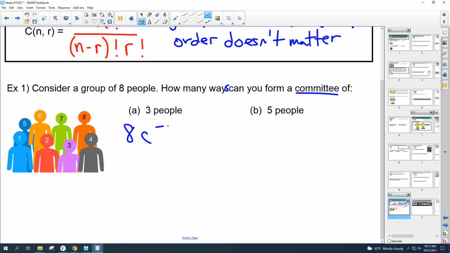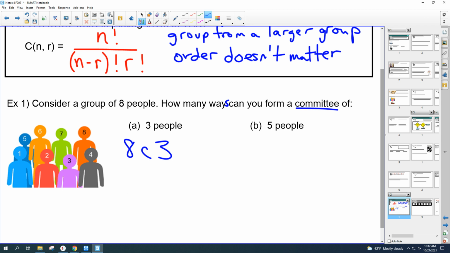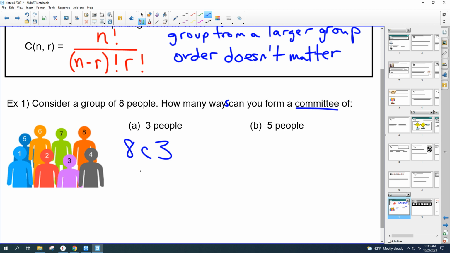And so it's going to be 8C3. We could use this formula right here, but I'd rather just use a calculator. So on your calculator, we're going to go 8 nCr 3. It's 56. I'm not putting them in order. I'm just picking 3 of them.